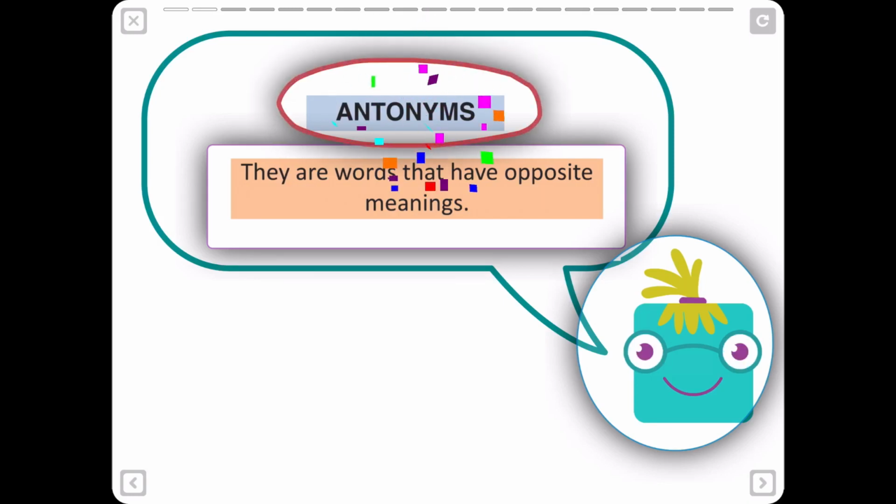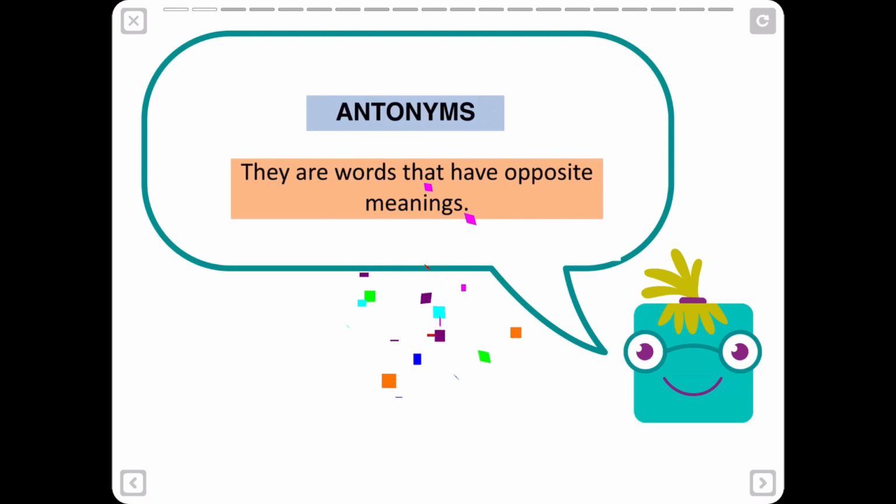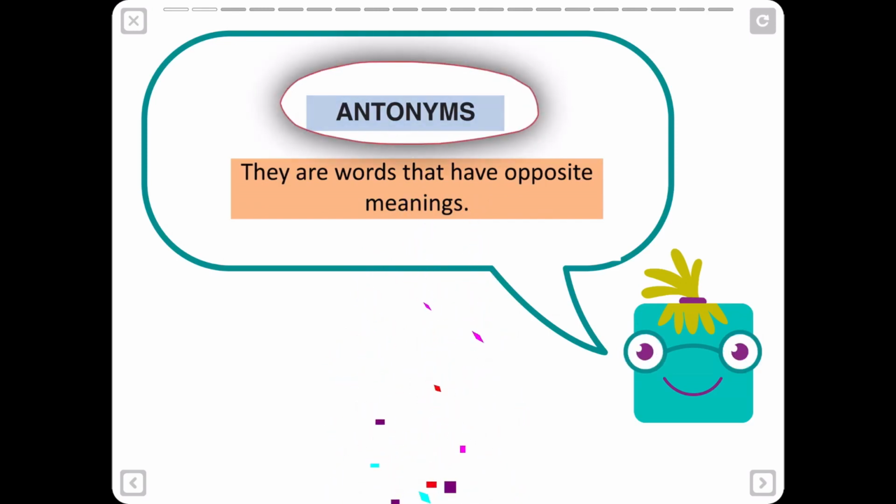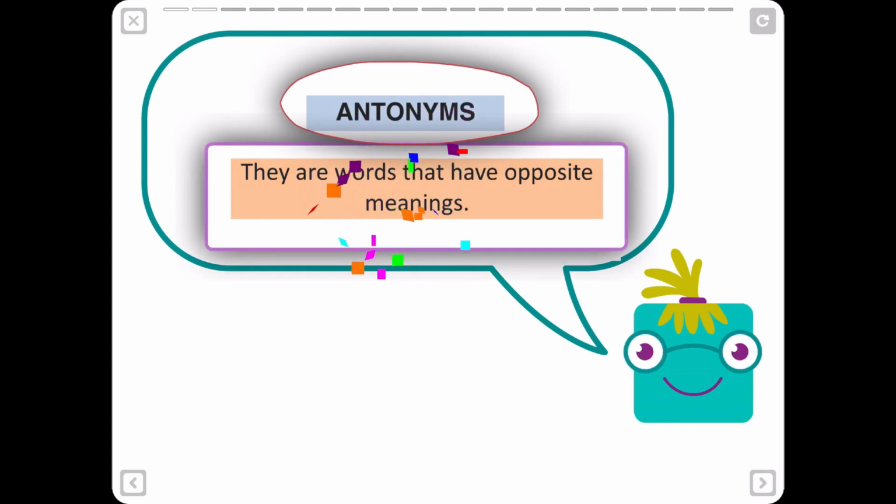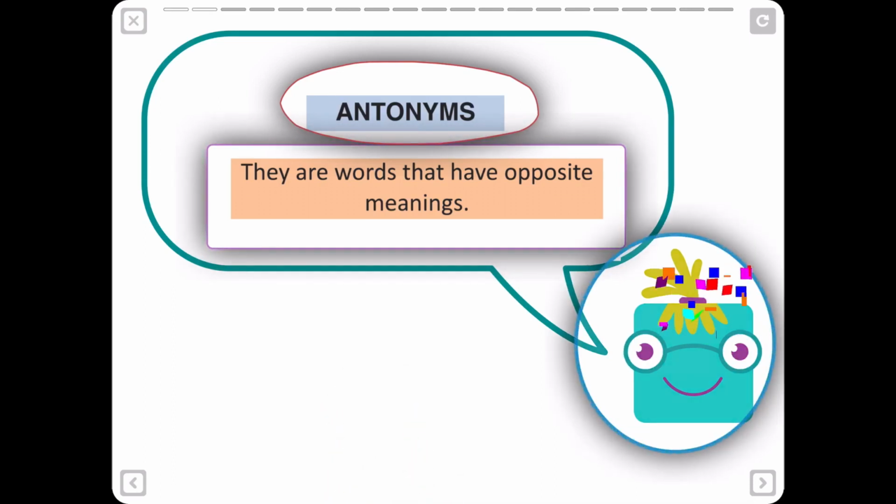First, we're going to learn about antonyms. What does antonyms mean? It means they are words that have opposite meanings. Let's watch this video to know more about antonyms.